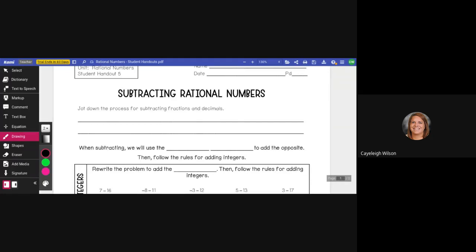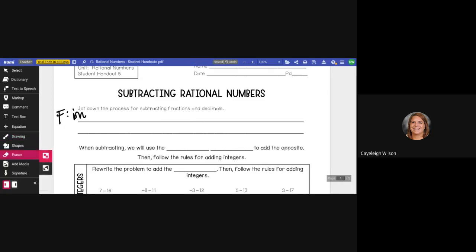Anyway, so subtracting rational numbers. So we've been working on subtracting integers, and we've been working on adding fractions and decimals, and we're just going to apply that to subtracting of fractions and decimals. So remember, if it's a fraction, we're going to change from a improper or a mixed number.